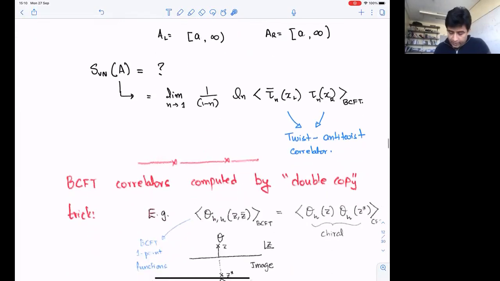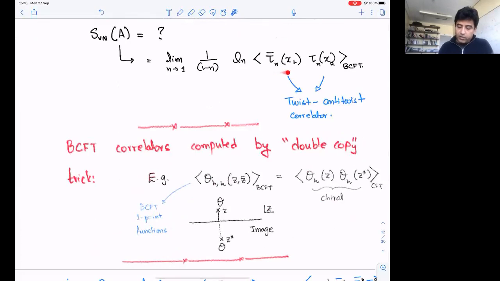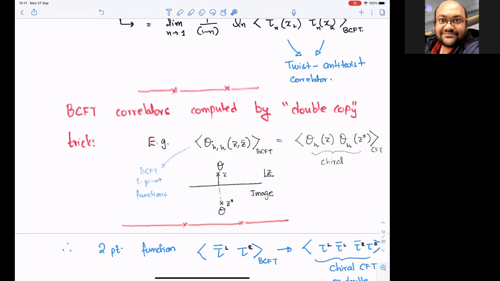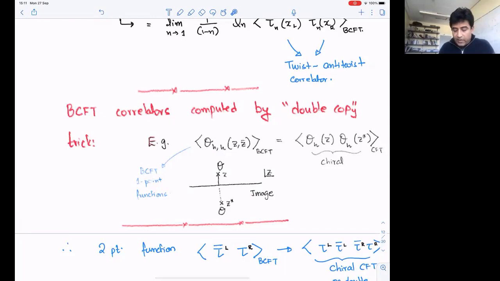Now, here's the interesting thing. In boundary conformal field theory, you can compute correlation functions of any chiral primary fields by using something called the double copy trick or the image trick. For example, assume that we are in the Euclidean picture, because that's where it's easiest to think about this. Imagine you have some CFT operator with holomorphic and anti-holomorphic weights h and h bar. The operator is a function of z and z bar, as a generic CFT primary would be. Suppose you want to compute the one-point function of this operator in boundary conformal field theory, that means CFT with a boundary. In this picture, we have the CFT formulated in the upper half plane with a boundary along the x-axis, or the real axis.